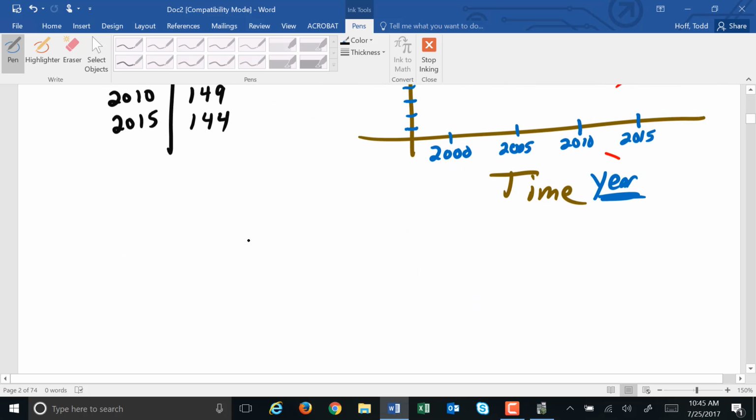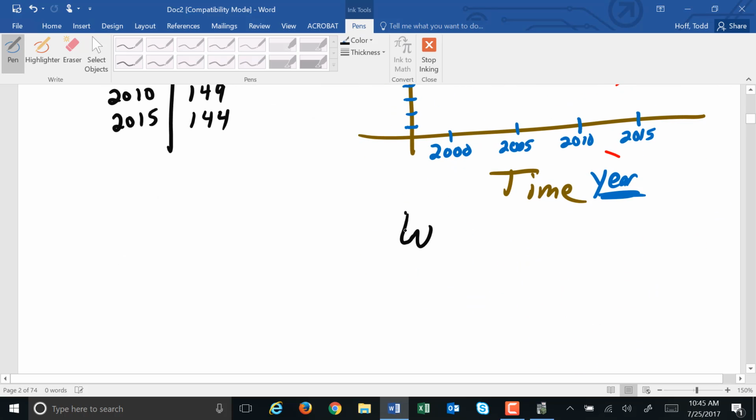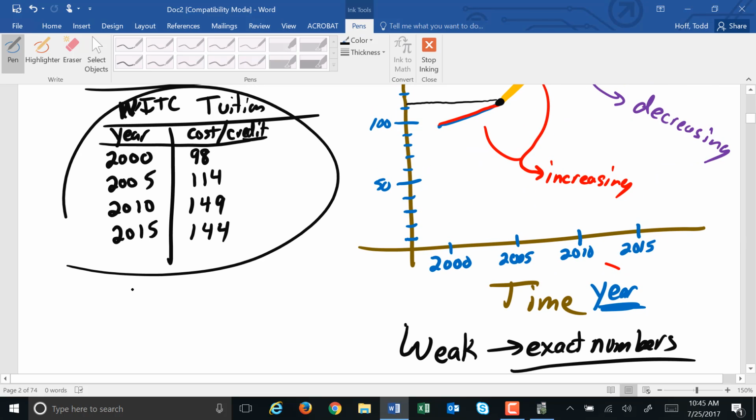Graphs are very weak at doing exact numbers. Graphs are for quick comparisons, not exact numbers. If you want exact numbers, you go back to a table like this. The table can give you the exact numbers.